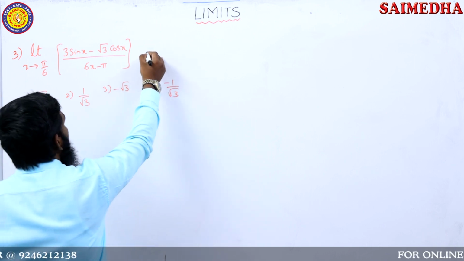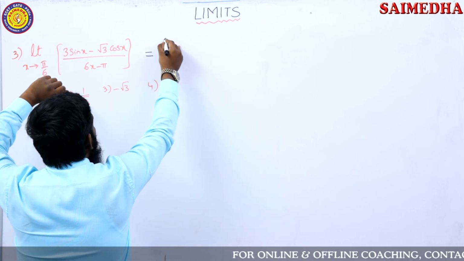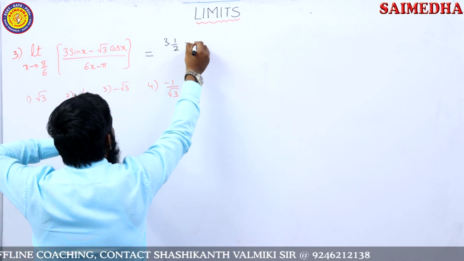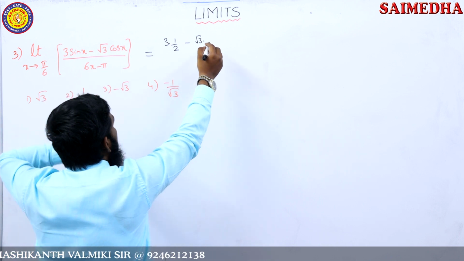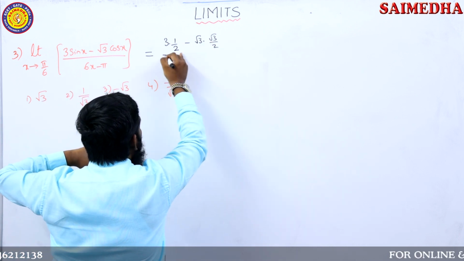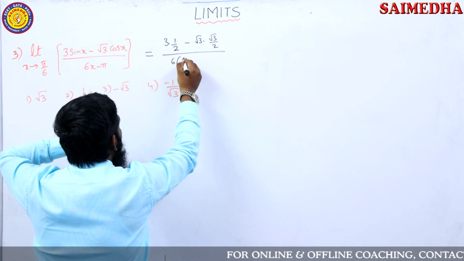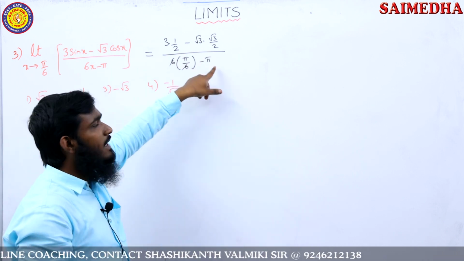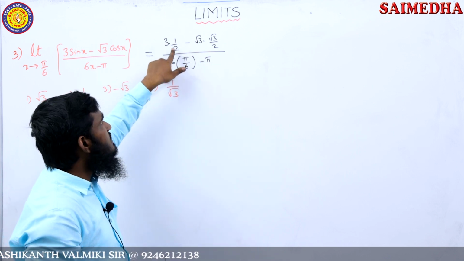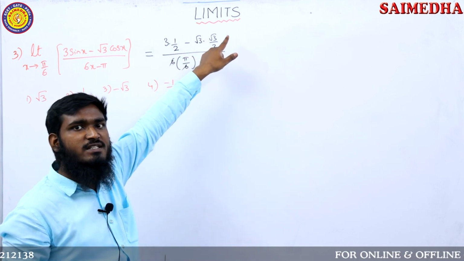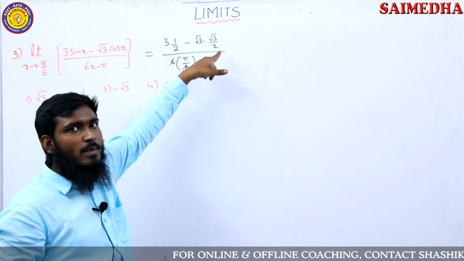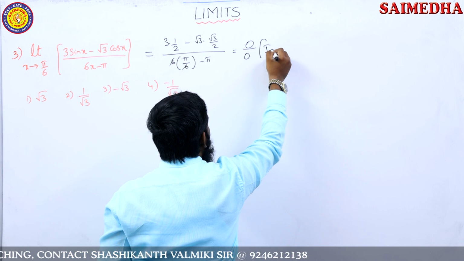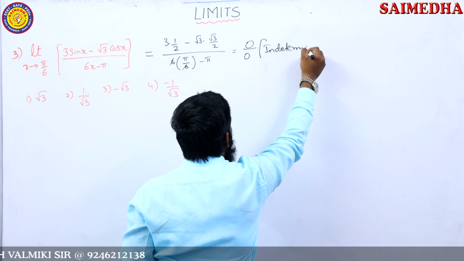Let us see this part. If you are substituting, this part will be 3 as it is, and sin 30 value is 1 by 2, minus root 3 into cos 30 value, which is root 3 by 2, divided by 6 into pi by 6 minus pi. 6 gets cancelled, pi minus pi equals to 0. This is 3 by 2 minus root 3 into root 3, which again is 3, so 3 by 2 minus 3 by 2. What are we getting as the answer? 0 by 0, which is one of the indeterminate forms.